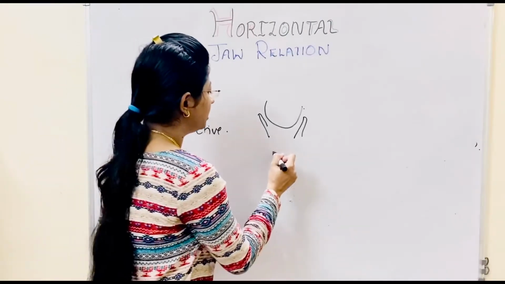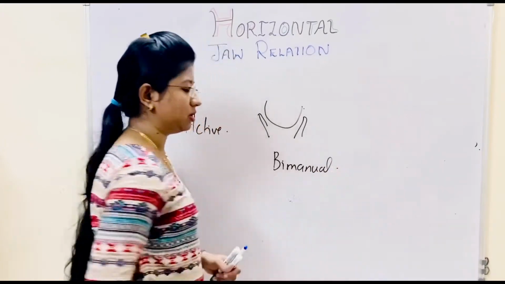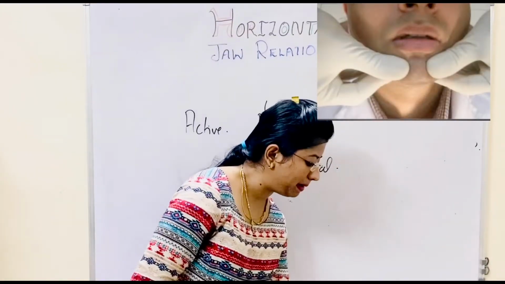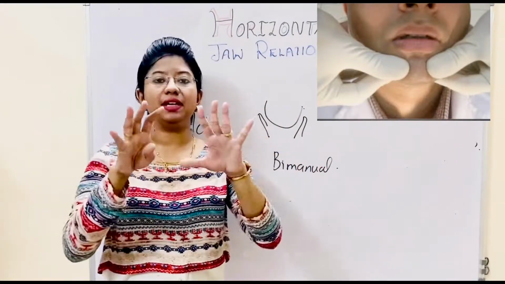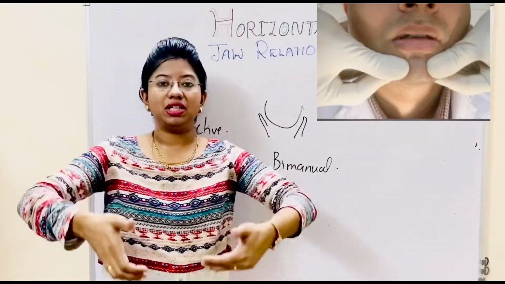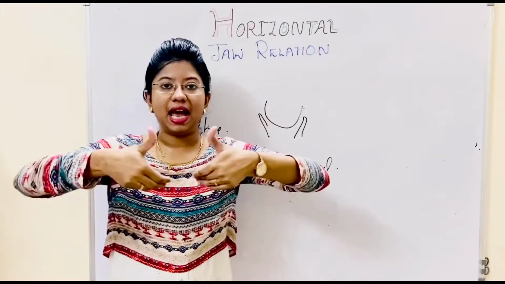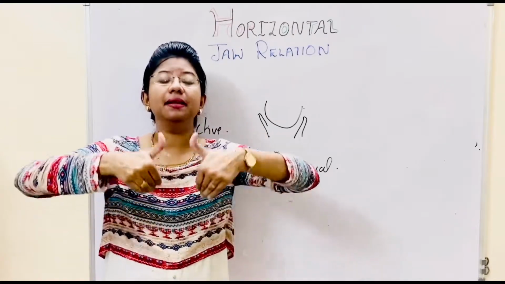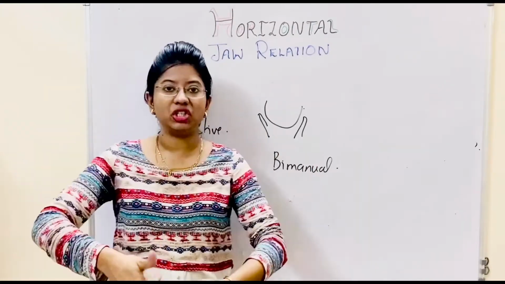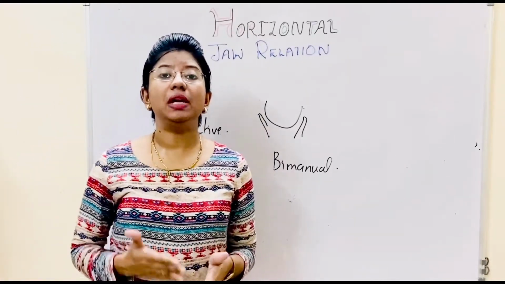Second is the method given by Dawson, that is bimanual palpation. So basically in the bimanual palpation, what happens? You just keep these fingers in this region and keep the thumb in the region of symphysis, forming a C, and just bring the jaw backward and guide it backward into the centric relation. So this is the method given by Dawson as bimanual palpation.